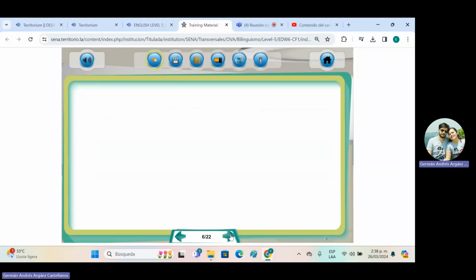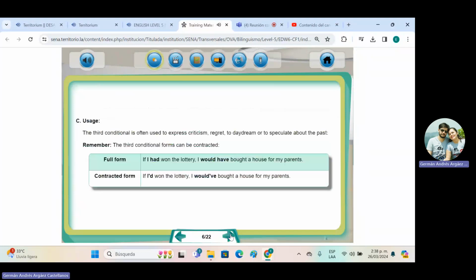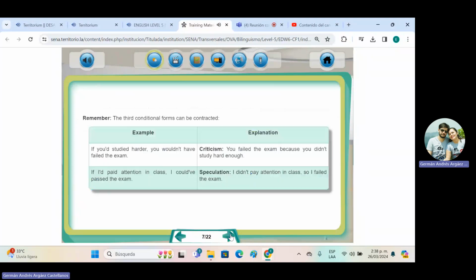C. Usage. The third conditional is often used to express criticism, regret, to daydream, or to speculate about the past. Remember, the third conditional forms can be contracted. Full form: if I had won the lottery, I would have bought a house for my parents. Contracted.